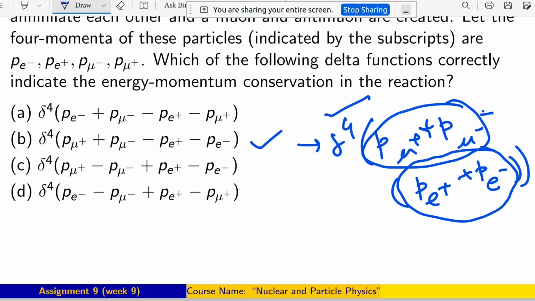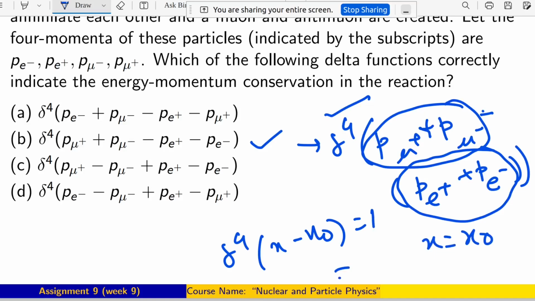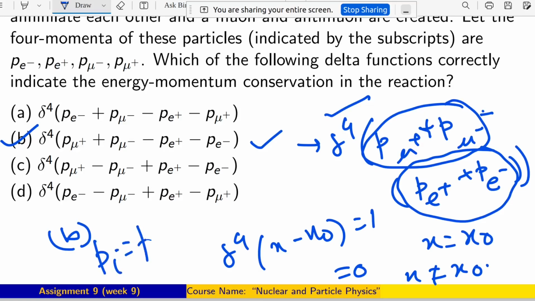Like the delta function means this one, that δ of x minus x0 will be 1 if x is x0, and it will be 0 if x is not equal to x0. So by that condition also we can see for the energy momentum conservation in that reaction, option B will be the correct one. Otherwise you can see any other option will not give the Pi equals Pf condition. Okay, so that's why it is like that.